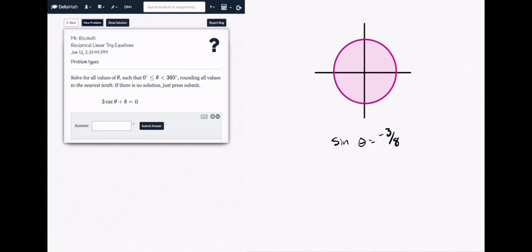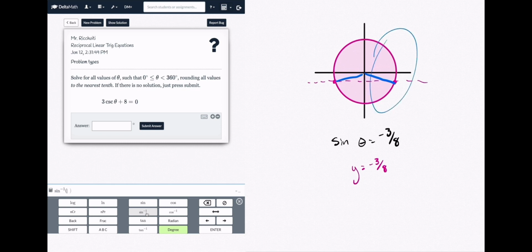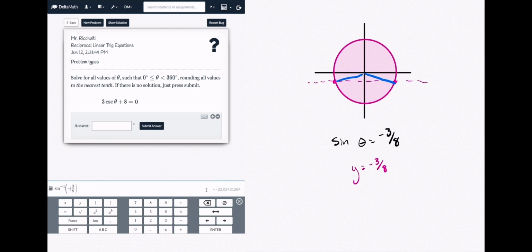From there, we'll want to keep in mind that sine theta represents a y-coordinate in the context of the unit circle, and so we can represent that as a horizontal line going through negative 3/8, which would give us two solutions, one on the unit circle in quadrant 3 and one in quadrant 4. As we pull up our on-screen calculator and use the inverse sine function, we want to recall that the inverse sine function always returns values between negative 90 degrees and positive 90 degrees. So as we take the inverse sine of negative 3/8, we're going to get back a value of negative 22 degrees that we can represent here in quadrant 4.